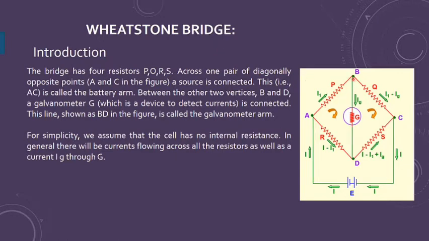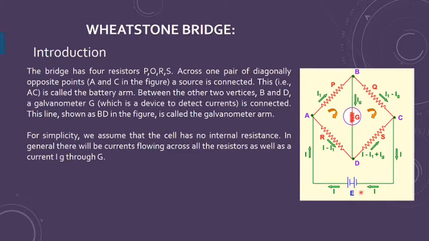We have four resistance wires here, P, Q, R and S. All four resistance wires are joined in the form of a bridge as shown in the diagram. And these opposite terminals A and C are connected with the source. It can be a battery eliminator. It should be a DC source.